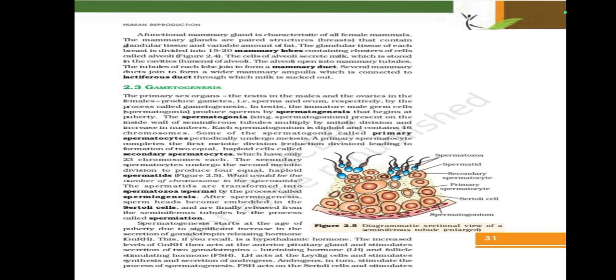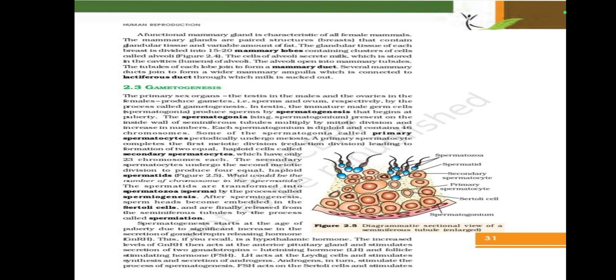After spermiogenesis, sperm heads become embedded in the Sertoli cells and are finally released from the seminiferous tubules by the process called spermiation. Spermatogenesis starts at the age of puberty due to a significant increase in the secretion of gonadotropin releasing hormone, GnRH. This, if you recall, is a hypothalamic hormone.